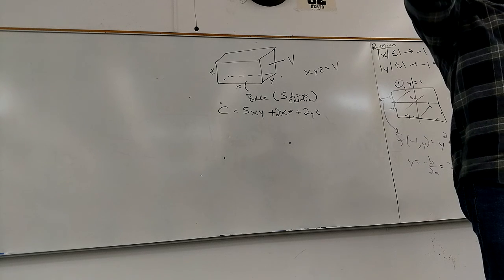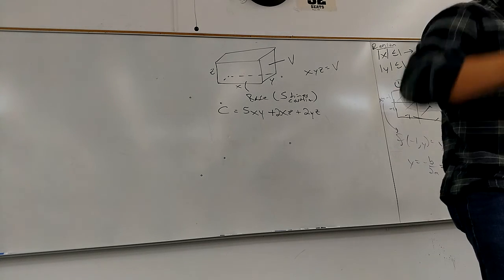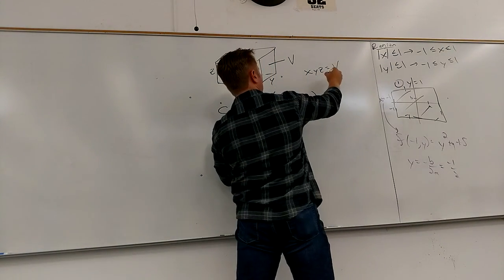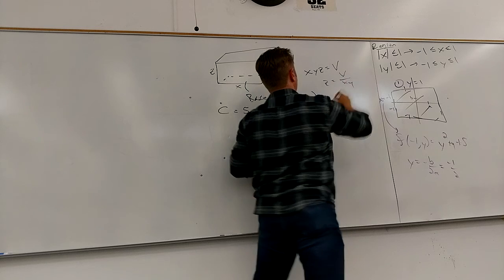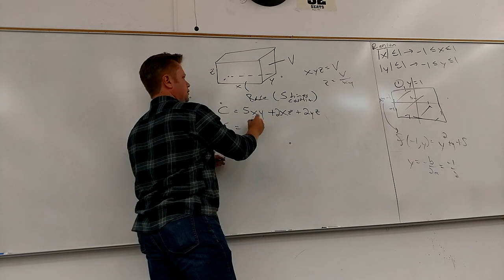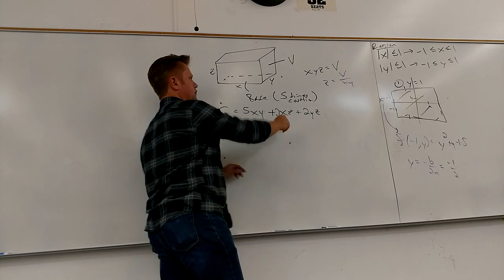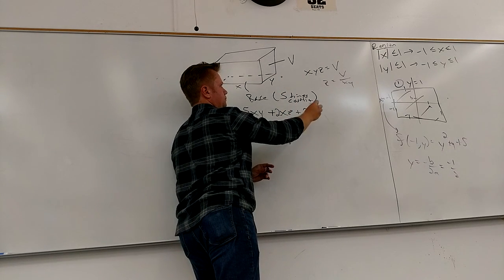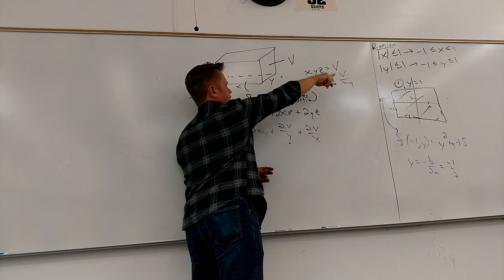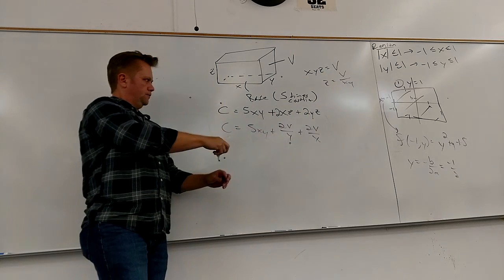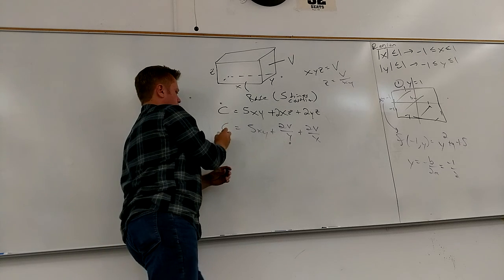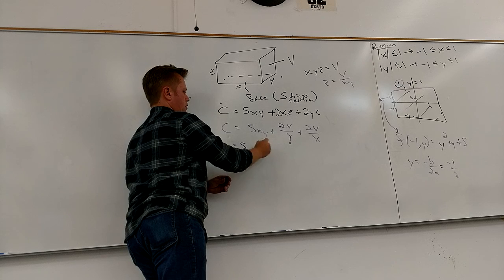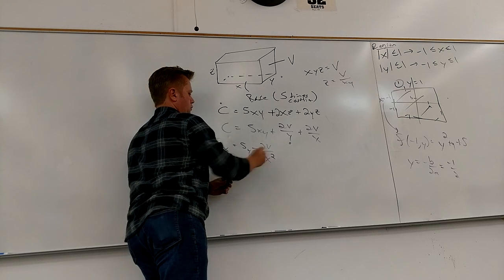So I found the first partial for x. First of all, let's catch up here. z equals v over xy. So then what do you get for cost? 5xy plus 2v over y plus 2v over x. When you plug that in for z, the first partial with respect to x is 5y minus 2v over x squared.